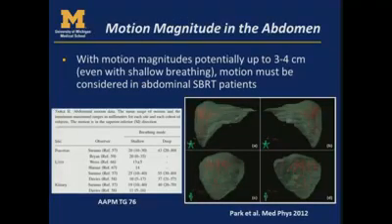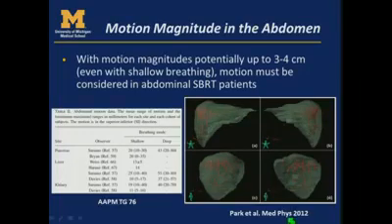Okay. So we know that there's a lot of motion in the abdomen. We can look at AAPM TG 76, where they've summarized some of the literature on motion magnitude, and we're seeing magnitudes up to 3 to 4 centimeters even with shallow breathing in the abdomen. So we know that this is a really important issue and has to be considered for abdominal SBRT.